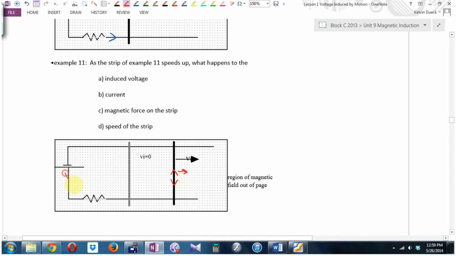The battery is exerting a force, a current pushing them this way, but as soon as they start to move, I'll change colors, they're going to start to feel a force that way. They're going to start to feel an opposite voltage. It's going to actually behave like, hey, we did this before, two batteries facing each other, which we did a couple of units ago. Okay? So, as it speeds up, what happens to the induced voltage? Well, since this is BLV, the induced voltage increases.